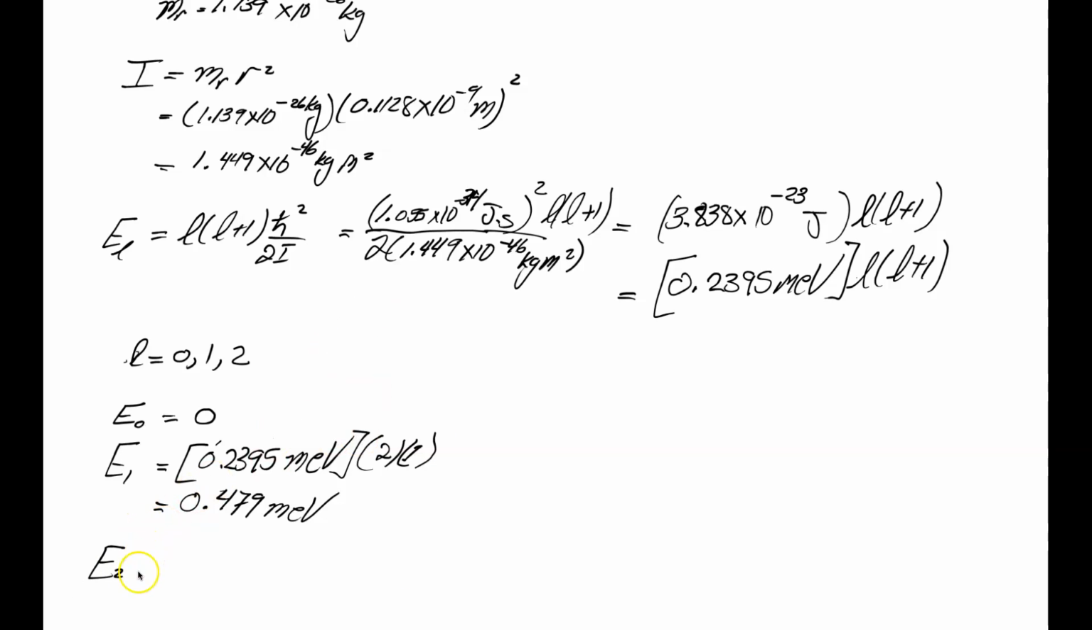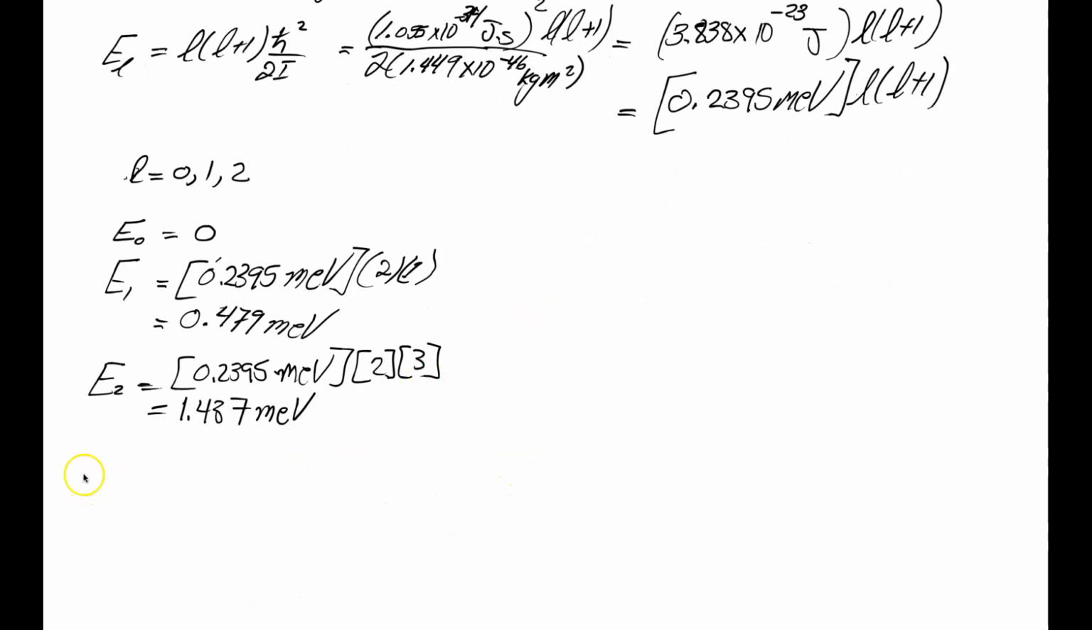And lastly, for E2, we get the 0.2395 milli-electron volt times 2 times 3, which will give us an energy of 1.437 milli-electron volt.